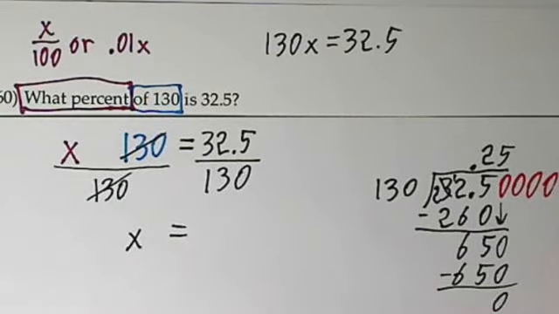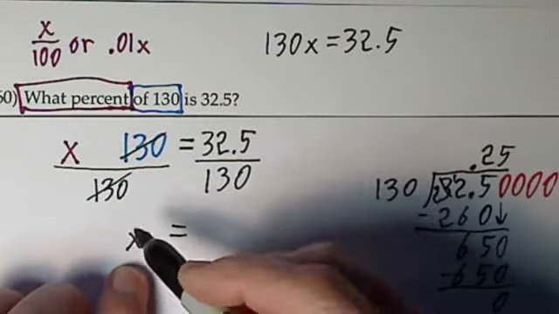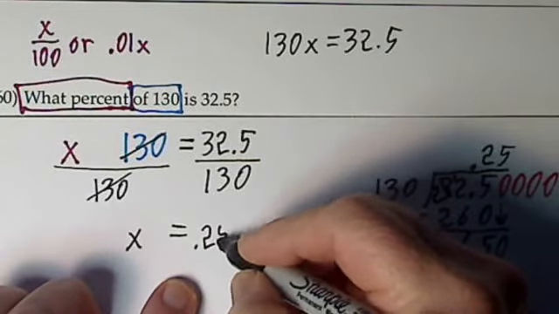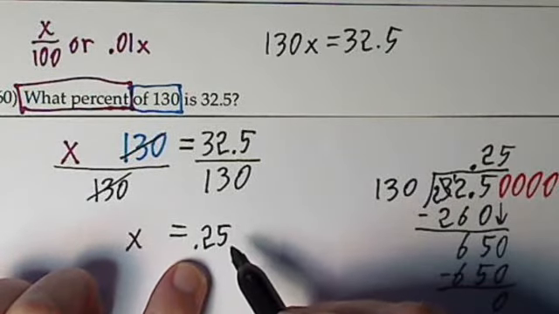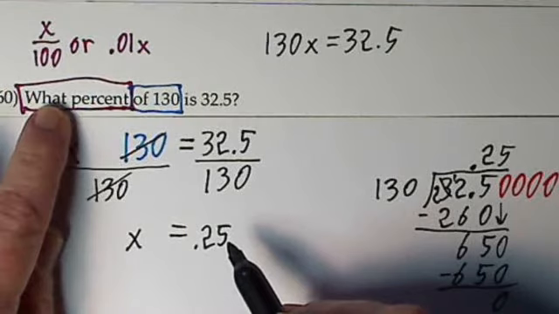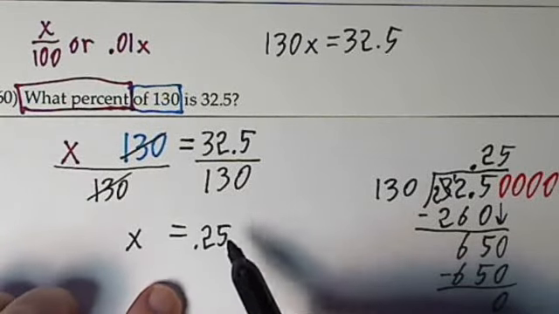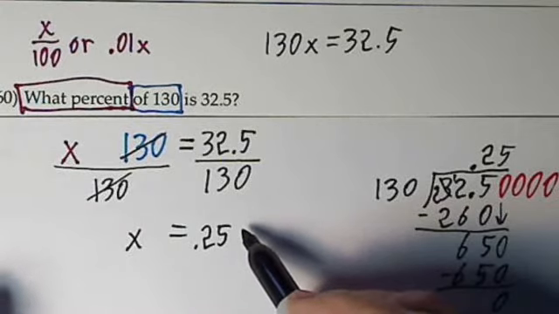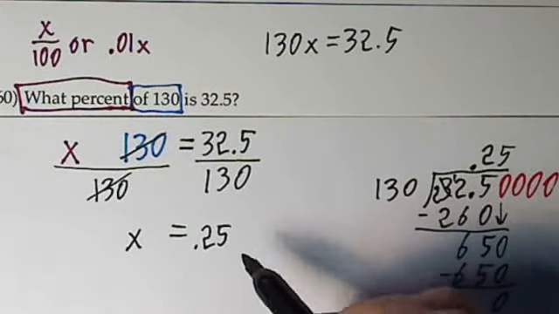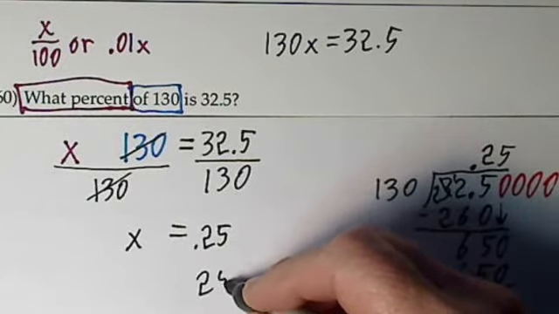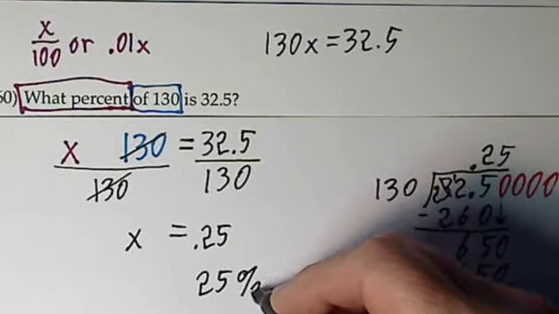So we found that x is equal to 25 hundredths, but remember I have to change it to a percent. I didn't take care of that in setting it up. So if I'm going to put in a percent sign, I have to move the decimal 2 places towards it. So you end up with 25%.